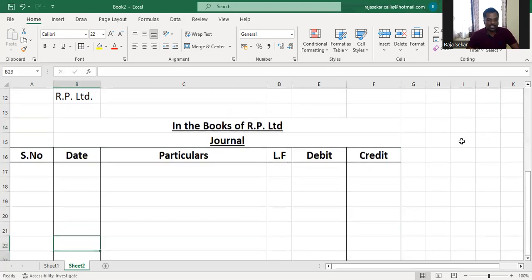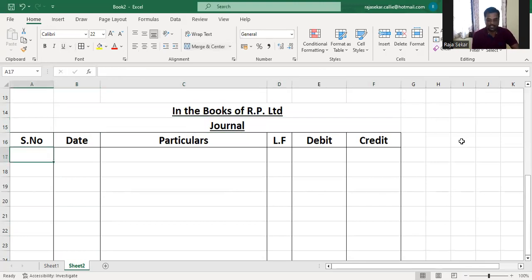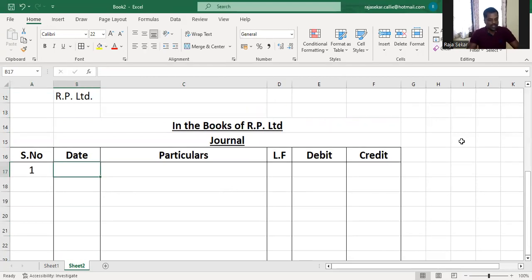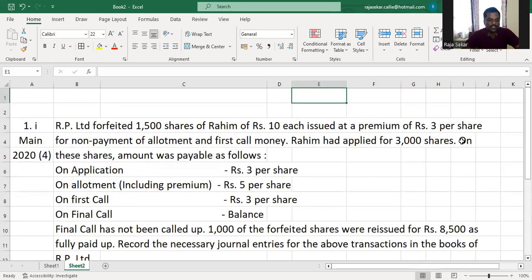Every time you start solving a question in the board examination, it's important that you write whose books you're preparing the journal entries in, and if it's journal, then mention that it's journal, and if it is ledger, then mention that as ledger. You write the serial number. The format is very important, my dear children. So I want you to follow the format, and then the date, and then we have particulars, debit, credit. So they want us to pass journal entries for only forfeiture and reissue. Am I right, my dear children?